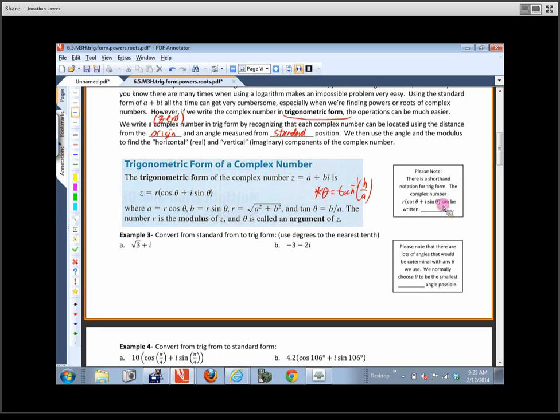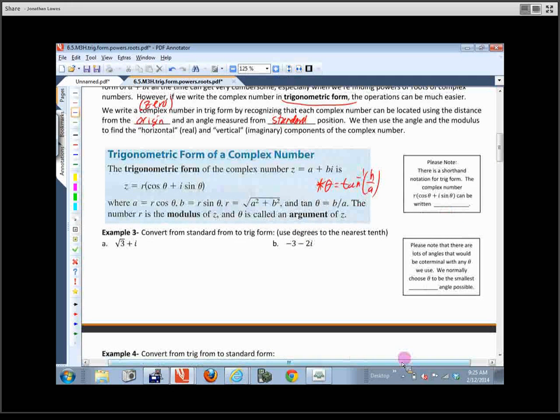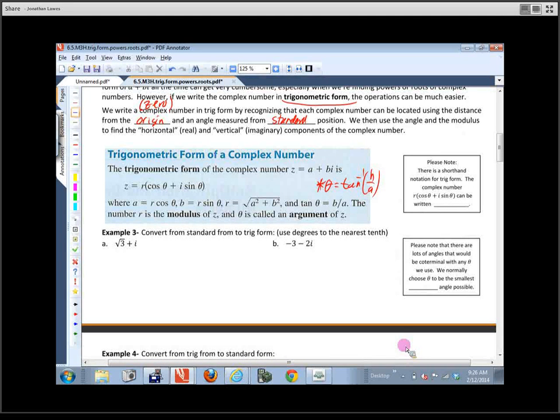Okay? Now, off to the side here, I've got a little box that says this, and I'm not a huge fan of this, but if you did ever see this in a class or somebody mentioned this to you, there are times where this gets a little bit complicated to write over and over again. It's a little bit cumbersome. So sometimes we'll write things like this, r cis theta. And what that means is, this is the modulus, cosine of that angle plus i times the sine of that angle. So if you ever see r cis theta, okay, it's just shorthand for the exact same information, okay?